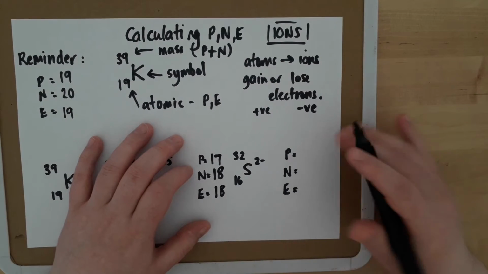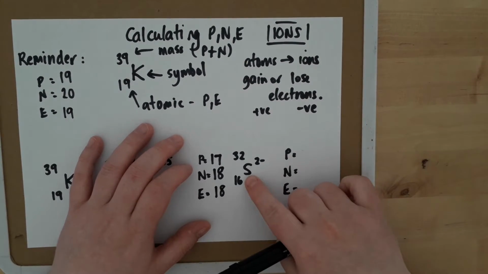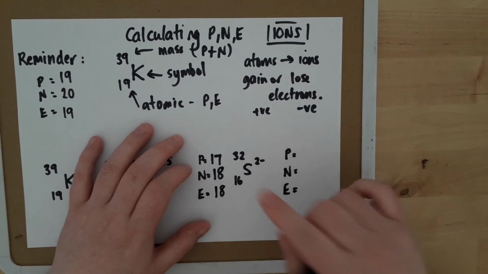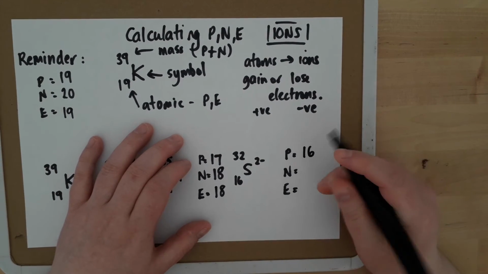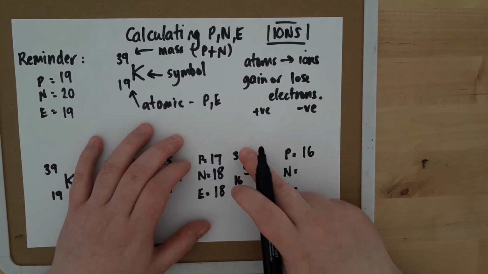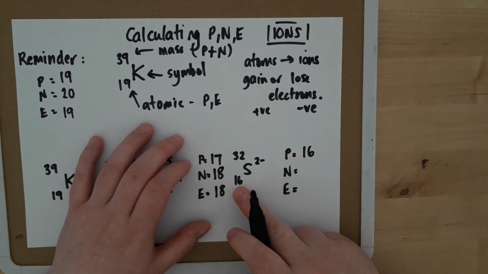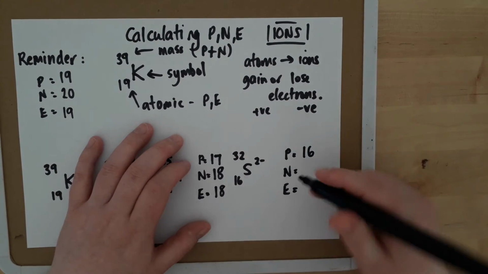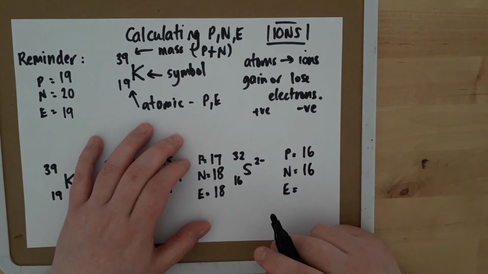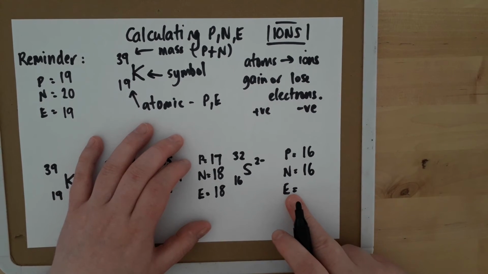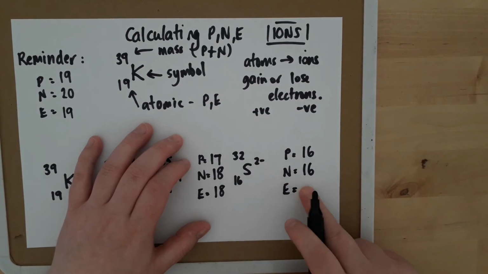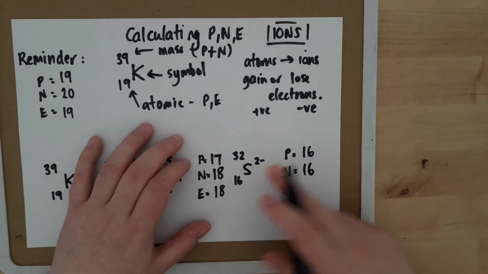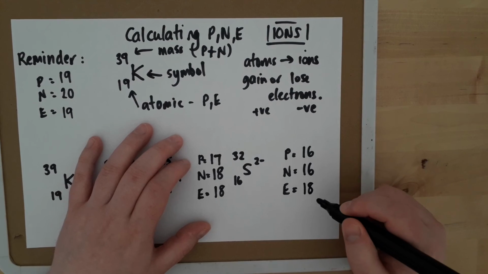On to the last example then. So this is S 2 minus, 16 and 32. So my number of protons is still the same as my atomic number at 16. My neutrons is the difference between the two, the mass number take away the atomic number. Now this just happens to be exactly the same, 16 as well. And then the number of electrons, I'm 2 minus, so I would normally be 16 here, but I have 2 extra minus charges, so I am 18.